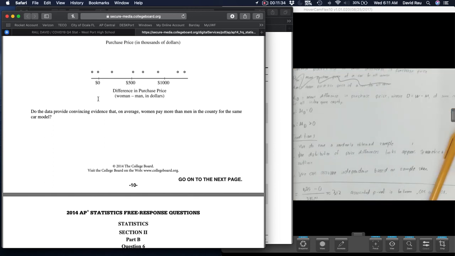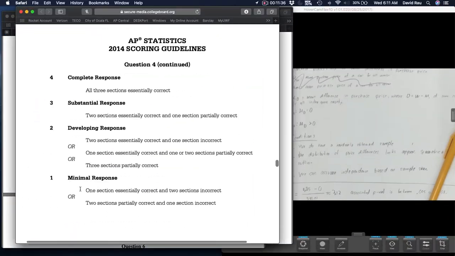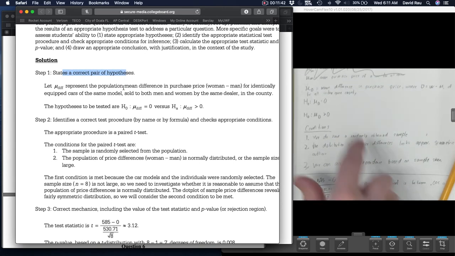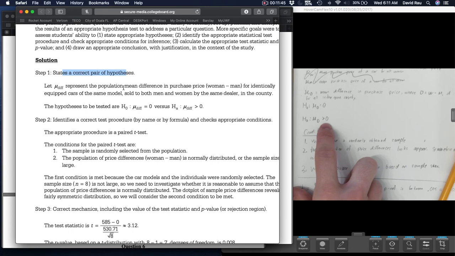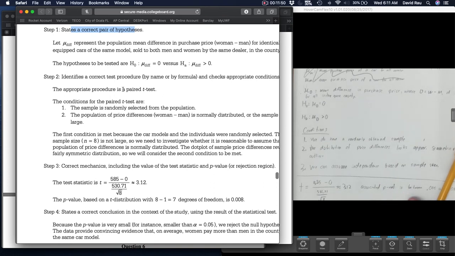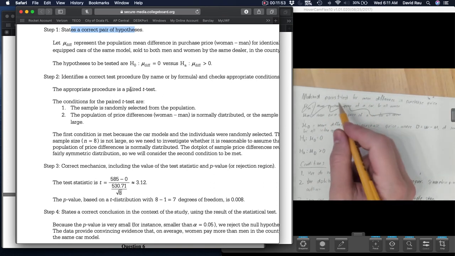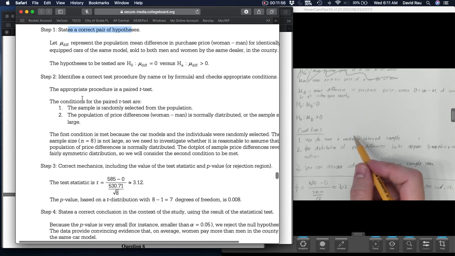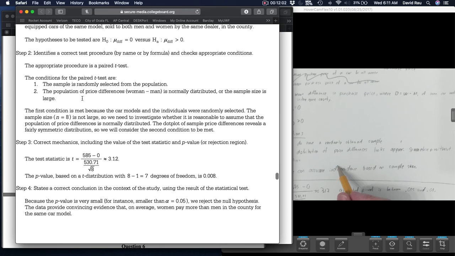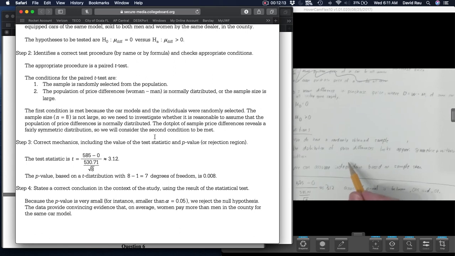Okay, so let's see how we did. Question 5. So did we correctly compare the hypotheses test, which is that the difference is equal to 0 or that the difference is greater than 0? Yay, got that. Appropriate procedure is a paired t-test, so I said matched pairs, right? And it was random. And again, we said it's normally distributed. And so the first condition's met because they were randomly selected. And 8 is not large, so the dot plot reveals a fairly symmetric distribution. So yay, mention that.